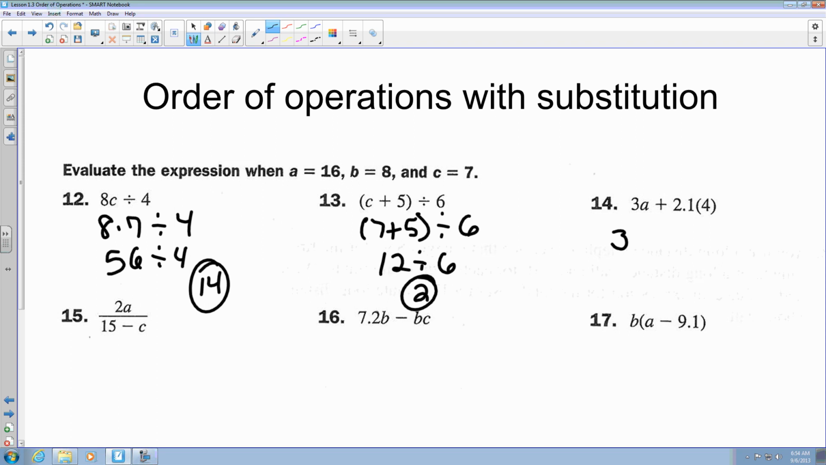For 14, I got 3 and I multiply it by 16, plus 2.1 multiplied by 4. So now I have two multiplications. I have the 3 times 16, and I have the 2.1 times 4. So I'll multiply those two operations, and I get 48 plus, and 2.1 times 4 is 8.4. And when I add those together, I get 56.4.